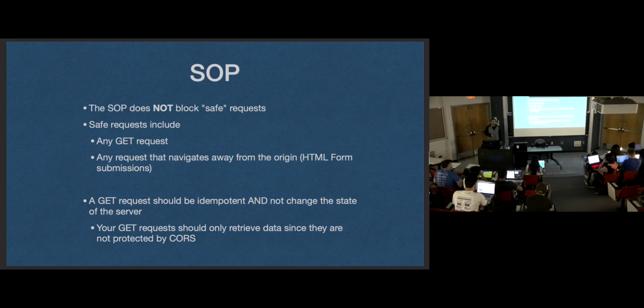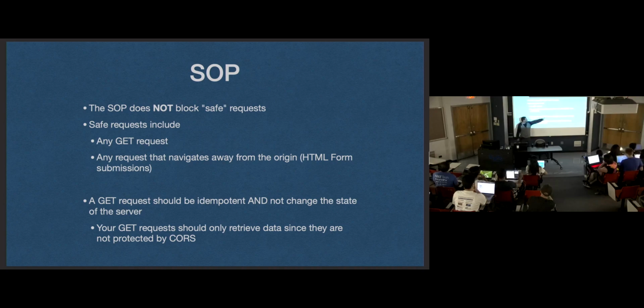And the same origin policy does not block what it calls safe requests, which is any GET request. So embedding the source of an image, having an attack link in the source of an image is still on the table. That can still get through the same origin policy. So you need to be protecting your GET requests.